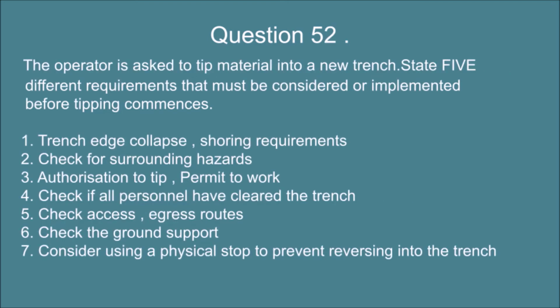Question 52. The operator is asked to tip material into a new trench. State 5 different requirements that must be considered or implemented before tipping commences. 1. Trench edge collapse, shoring requirements. 2. Check for surrounding hazards. 3. Authorization to tip, permit to work. 4. Check if all personnel have cleared the trench. 5. Check access, egress routes.